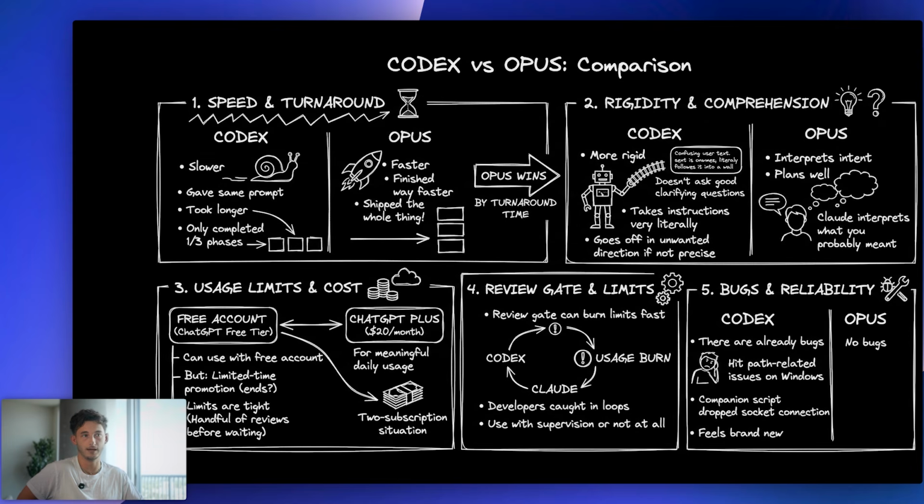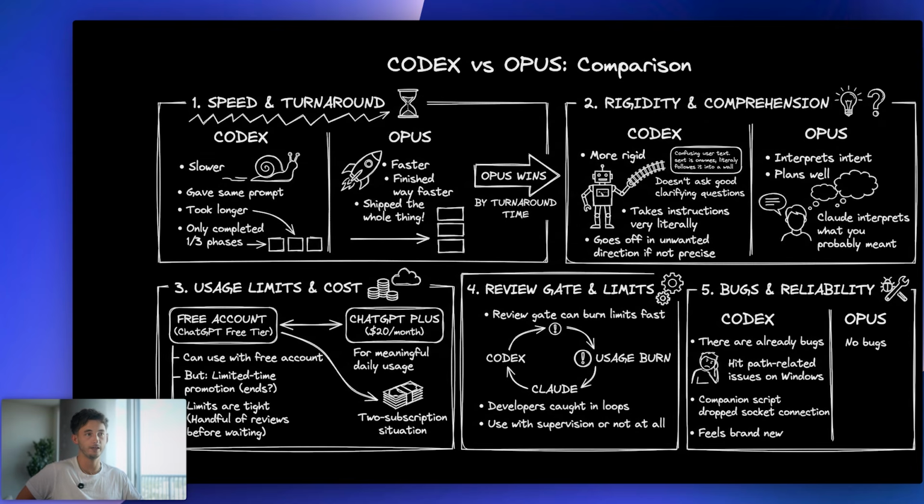And even while it lasts, the free limits are very tight. You're going to get a handful of reviews before you're waiting for your limits to reset. So if you want any meaningful daily usage, you're probably looking at ChatGPT Plus at minimum $20 a month on top of what you're already paying Anthropic for. So it can very easily turn into a two-subscription situation depending on how heavy you go.